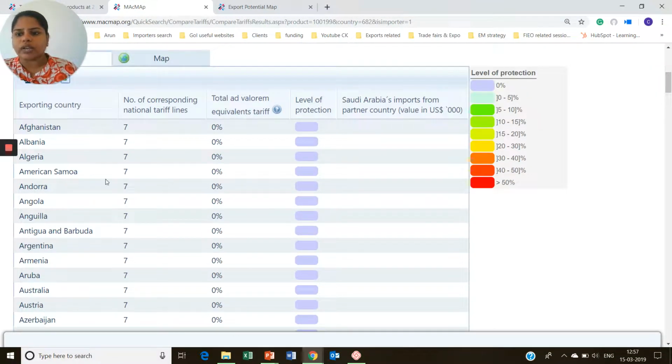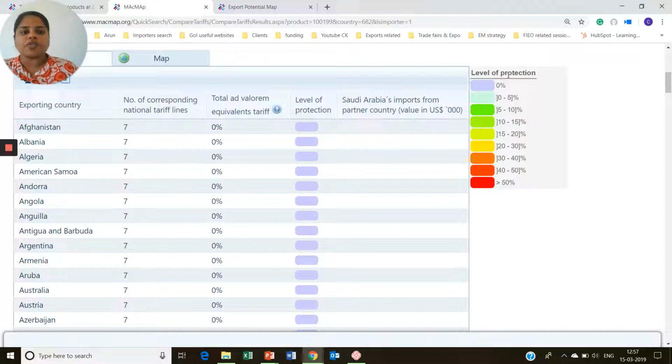We can see in this column that exporting country, how many tariff lines. National tariff line is different from HS code. HS code is for just the first 6 digits. National tariff line includes the digits given after the 6 digits, based on which the country will decide the import duty and tariff measures.